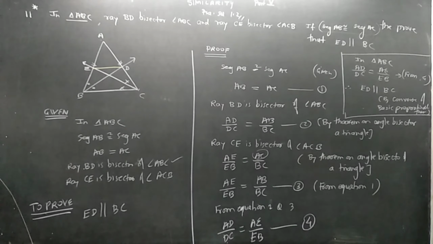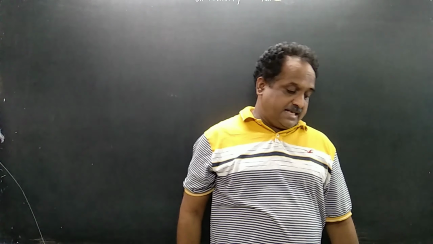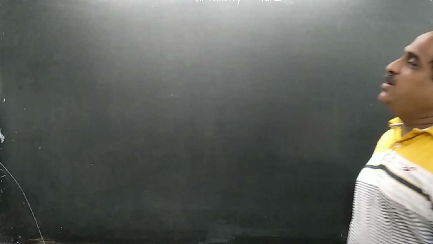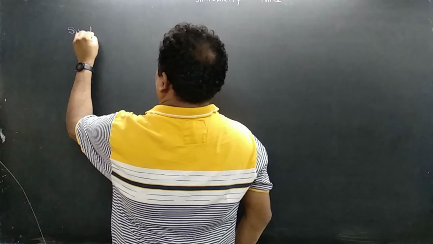Okay, copy down this now. We have completed the practice set number 1.2. Now we are going for the new concept, that is similar triangles.